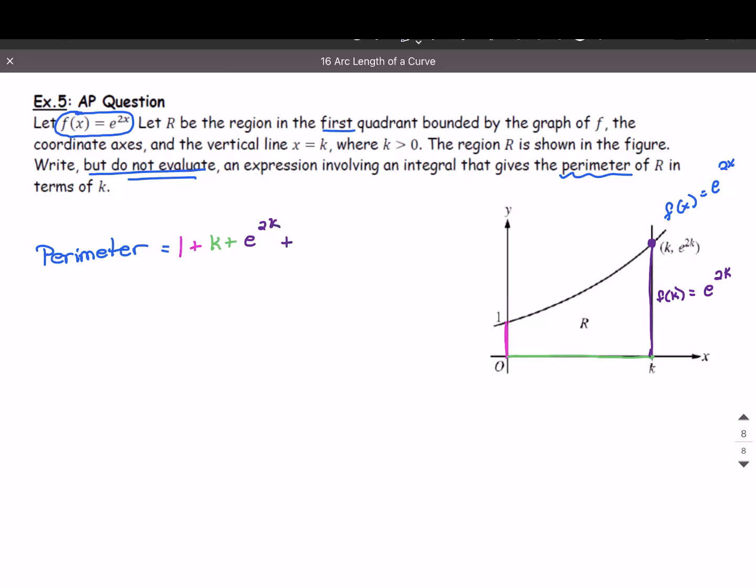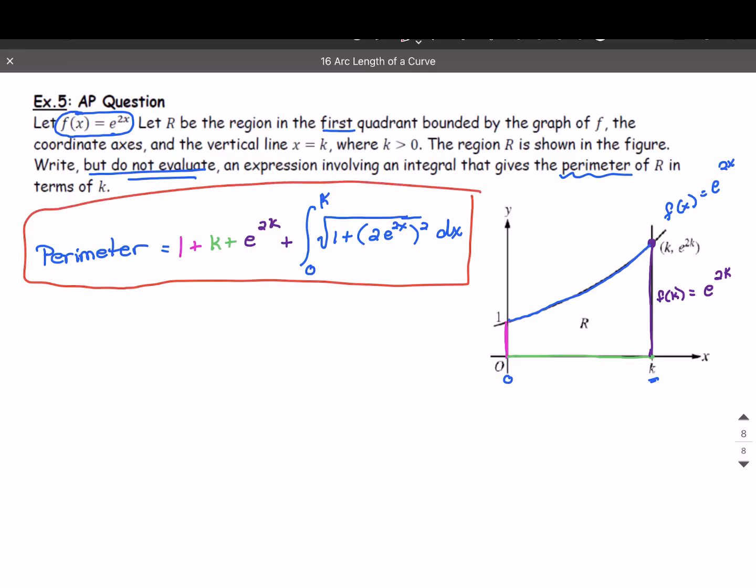Plus, now to get this length, we need the arc length. So we would have to do the integral, and the x's are going from 0 to k, of the square root of 1 plus, and we're going to have to find our derivative and square it. If we have e to the 2x, the derivative of e to the 2x is 2e to the 2x, and don't forget your dx, and all of this together, that's our perimeter.